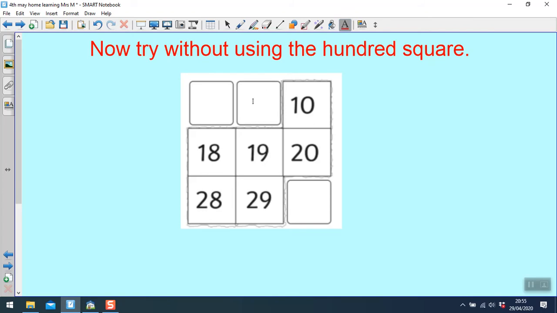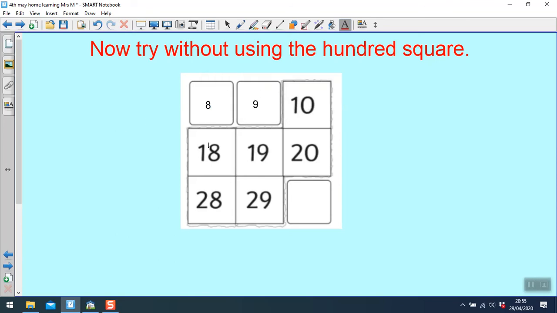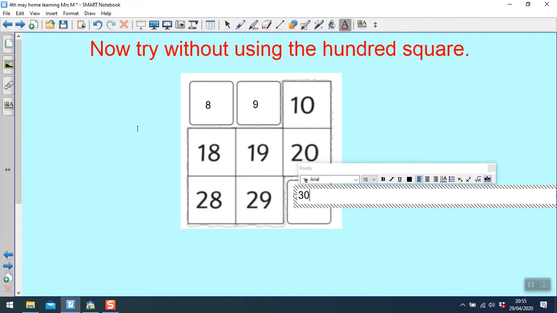19 subtract 10 is 9. 28 subtract 10 is 18. 18 subtract 10 is 8. So it goes 8, 9, 10, 18, 19, 20, 28, 29, 30.